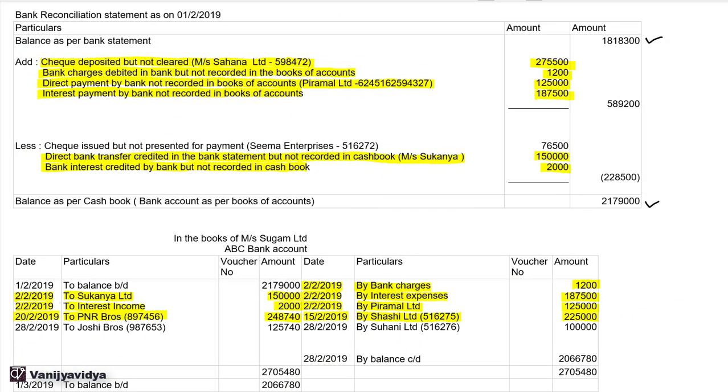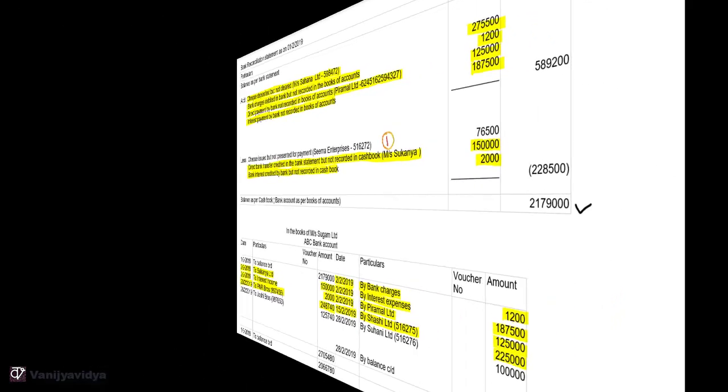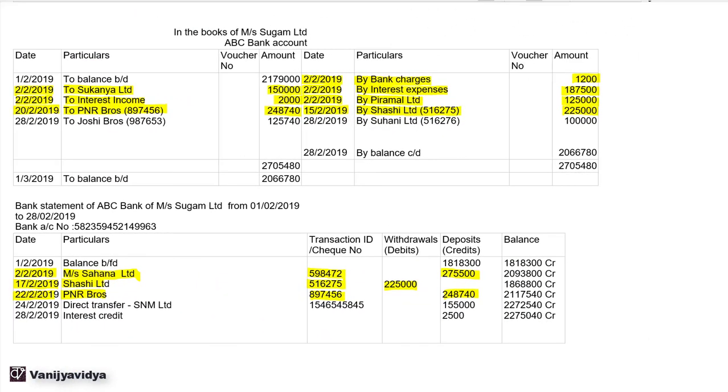So in bank reconciliation we have one here. Then in bank account we have this transaction. Then on the credit side we have one transaction. Then in the bank statement we have these two transactions. So these 5 transactions will be part of the bank reconciliation statement as on 20th Feb 2019. Let's prepare a bank reconciliation statement and working notes for the same.